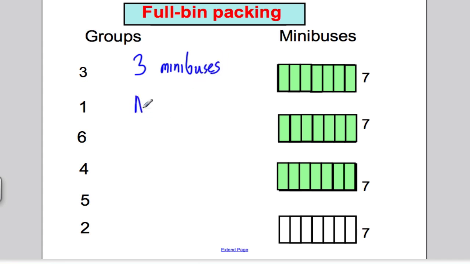So again, in this case here, we ended up with 3 minibuses, okay, no space. And it was minimal because it was equal to the lower bound, which was excellent. Okay, and there are the ideas behind the lower bound, the first fit algorithm, the first fit decreasing, and the full bin packing algorithms. Okay, now let's do an actual written example so we can see how we're going to write this.